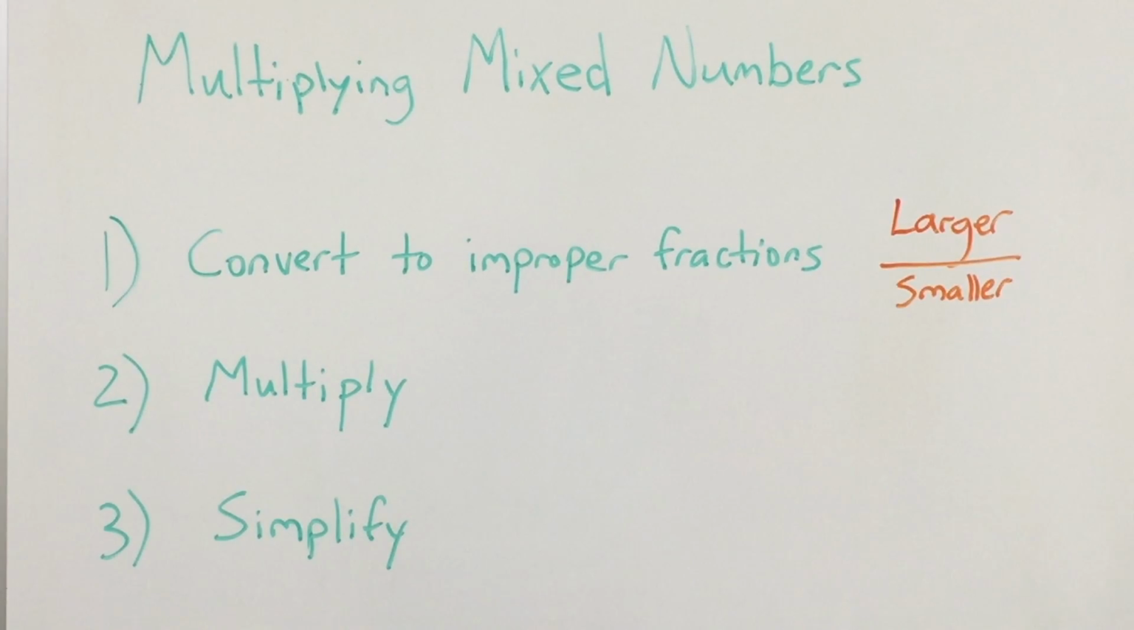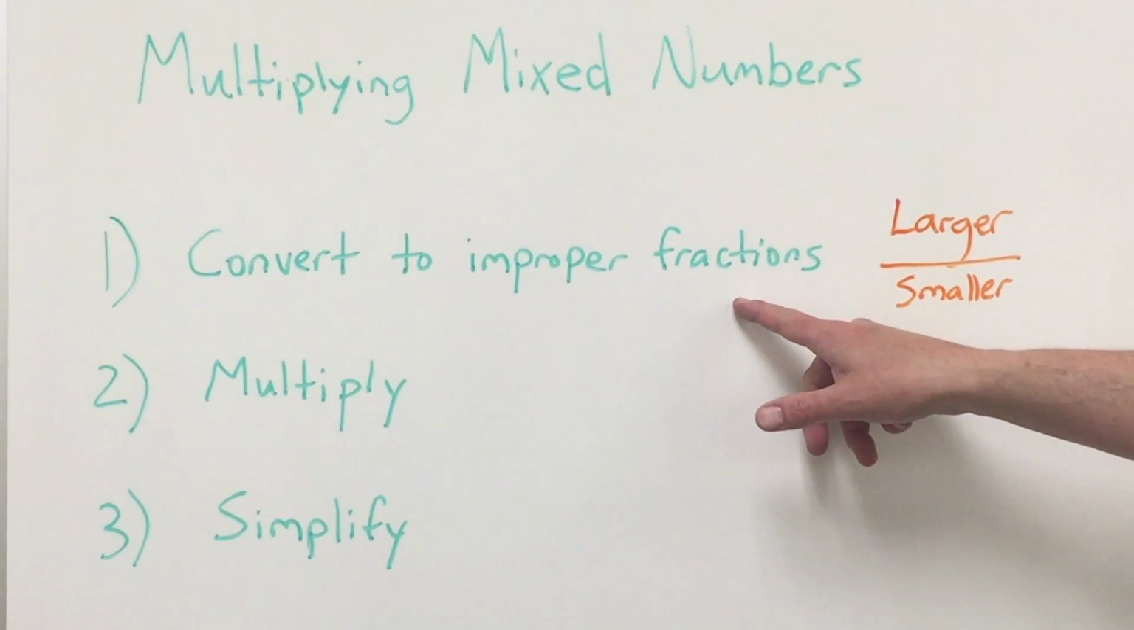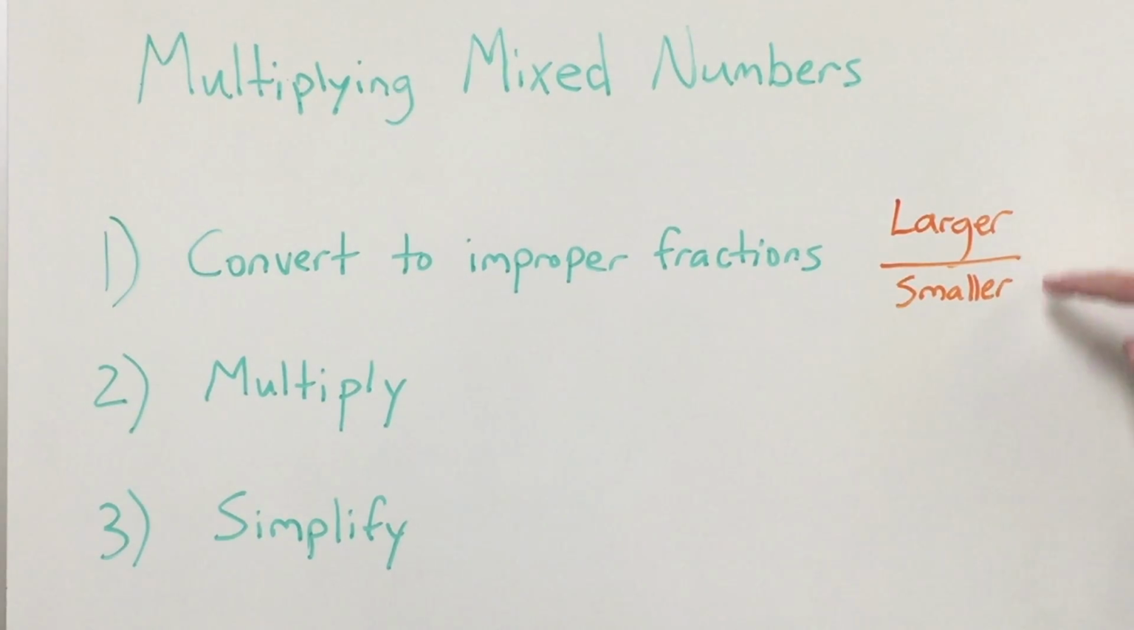Let's review multiplying mixed numbers. There are 3 steps to multiplying mixed numbers. First, we convert the mixed numbers to improper fractions. An improper fraction is one in which the numerator is larger than the denominator. Second, we multiply the improper fractions. And finally, we simplify the product if we can.